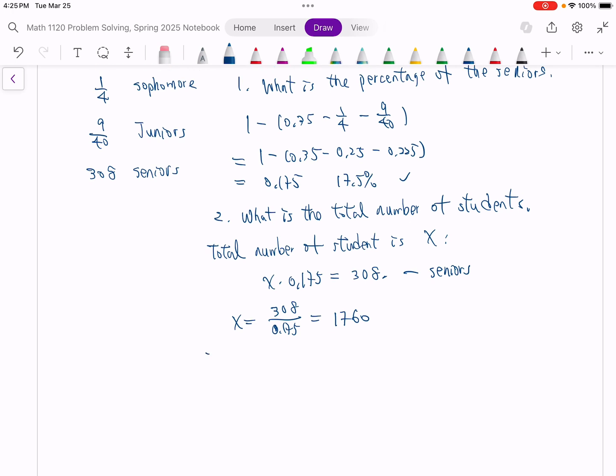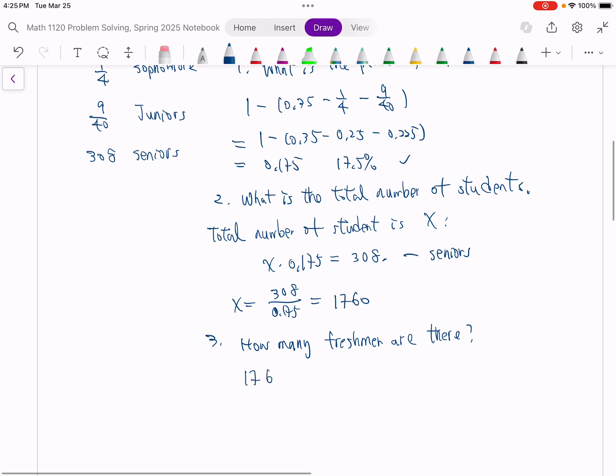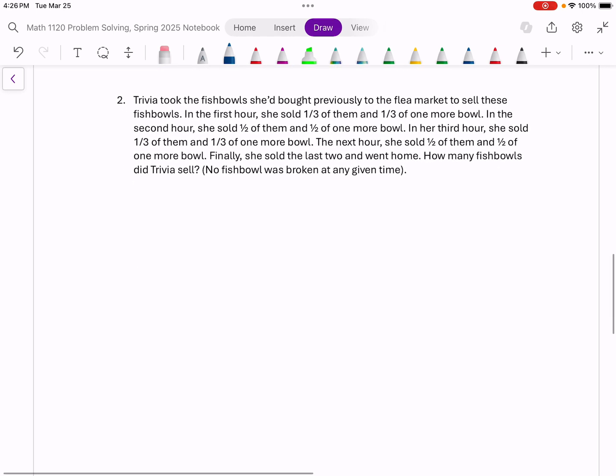Therefore, finally, how many freshmen are there? The answer is 1760 times 35%, which is 0.35. The answer is 616. So there are 616 freshmen. So this is question number 1. Let's look at number 2.